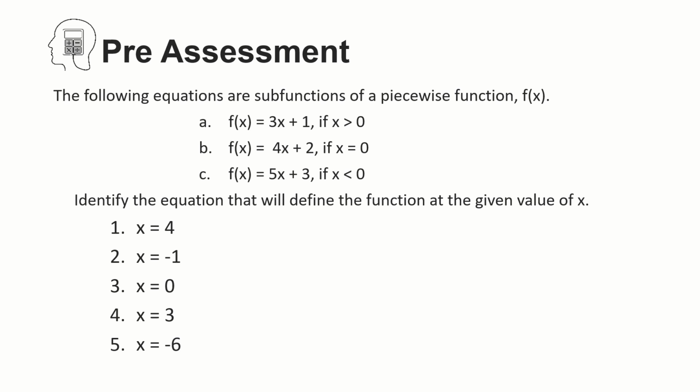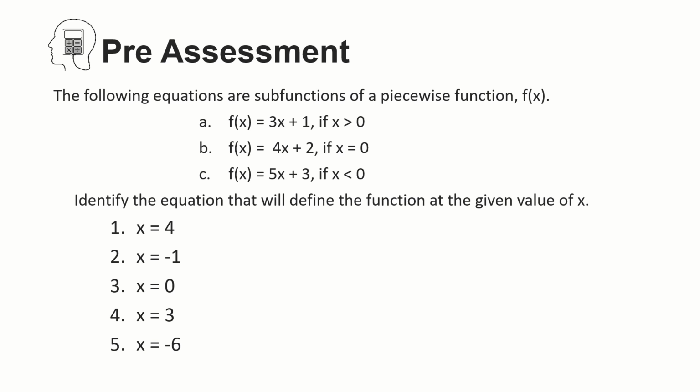So let's start by answering this pre-assessment activity. The following equations are subfunctions of a piecewise function f of x. Letter A, f of x is equal to 3x plus 1 if x is greater than 0. f of x is equal to 4x plus 2 if x is equal to 0. And then f of x is equal to 5x plus 3 if x is less than 0.